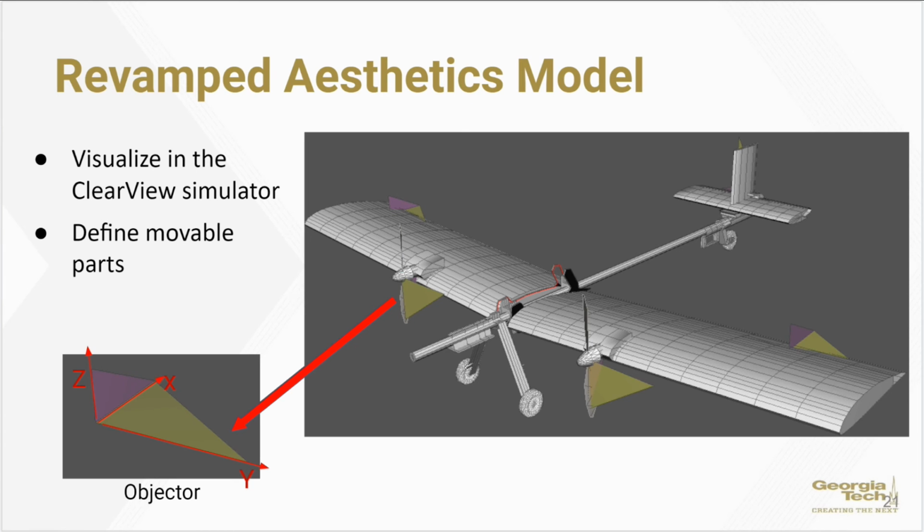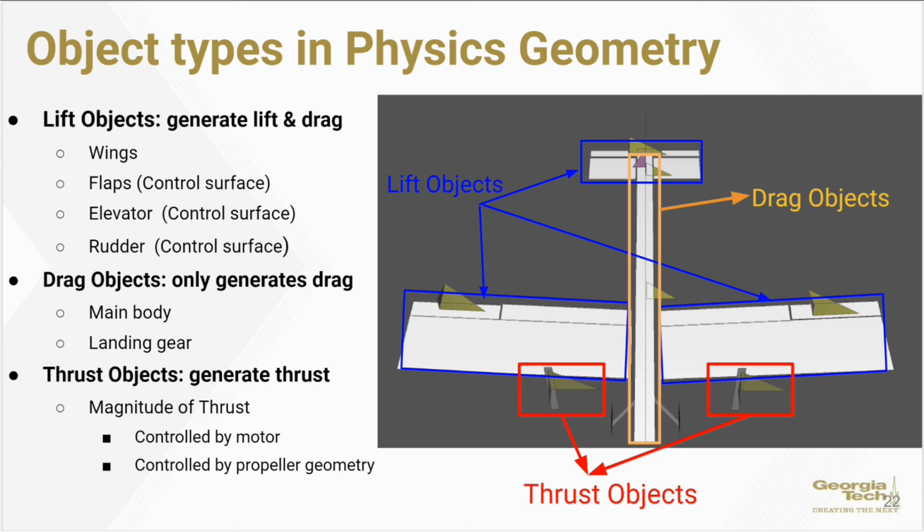In order to customize our SpinVTOL design in the simulator, a new 3D visualization model with movable parts is necessary. As we can see in the right figure, for each movable part like propeller, flap, elevator, and rudder, there's an objector attached to it. The objector consists of two triangles, and it helps the RC simulator to tell the direction of moving of the movable parts. One thing should be noted is that this is only a visualization model, which is not related to the flying dynamics. So here is the physics geometry.